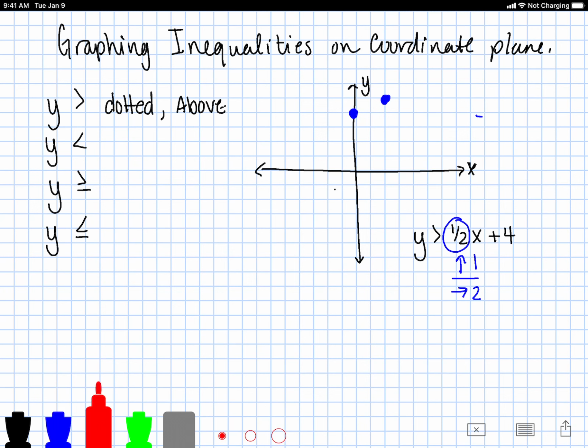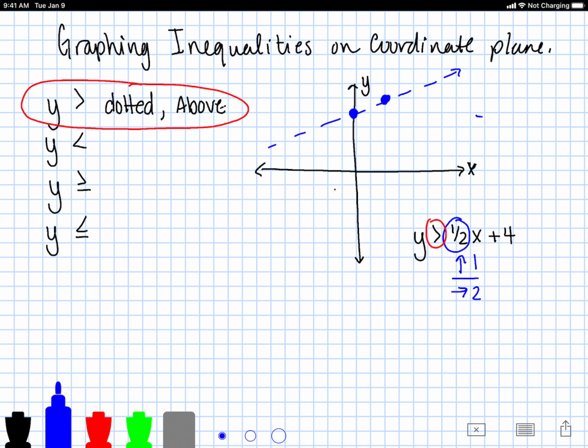Now this inequality is greater than, so I'm going to use this option here, and it tells me I'm going to use a dotted line. And because it's greater than, I'm going to shade everywhere above my line. If you're confused on what is above and what is below the line, just put your pencil on the line and go above that point. So I'm going to shade everywhere above my line.